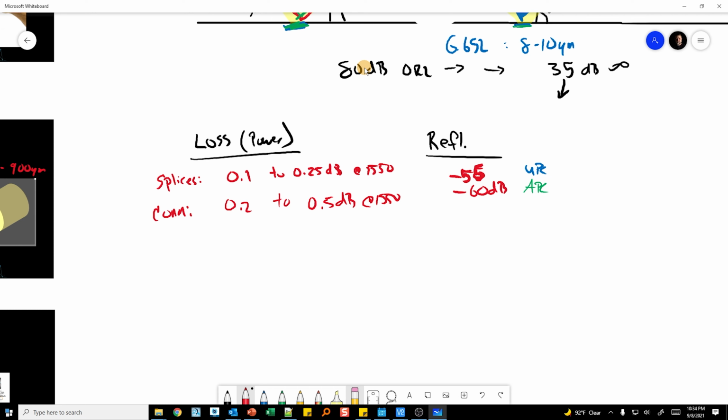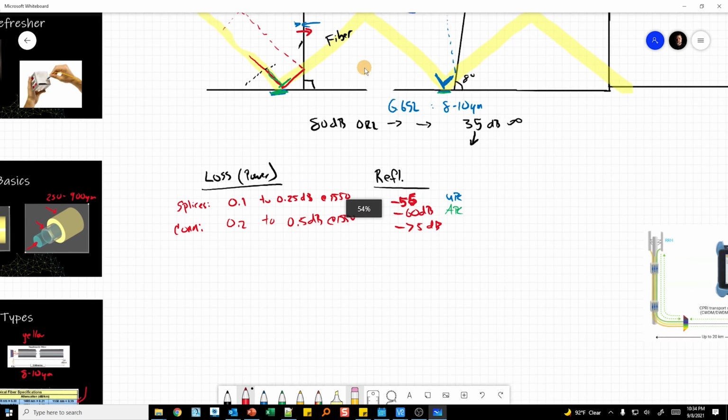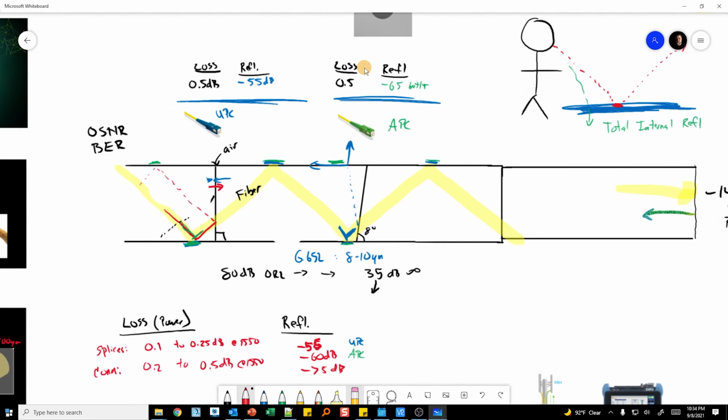Most APC connectors I see well above 60. And sometimes they get way up over 70-something dB, which barely is any reflection at all. Starting to get into the reflection of the glass at that point. But this is basically, from a very high level, what fiber is, right? How it works. So how the signal propagates down the fiber, we bounce off of the cladding or reflect off of the cladding with total internal reflection.